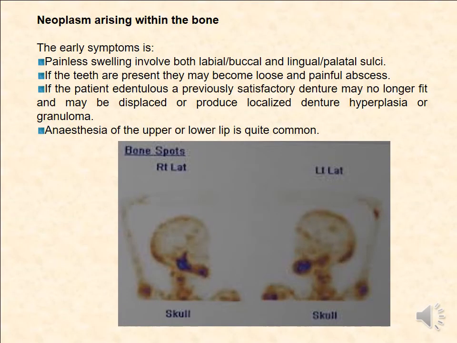Now we start with carcinoma arising within the bone. The early symptoms of central squamous cell carcinoma: first, painless swelling involving both the labial and lingual sulci. Second, if teeth are present, they may become loose, with painful abscess. Third, in an edentulous patient, the previously worn denture may no longer fit and may be displaced or produce denture hyperplasia or granuloma. And lastly, anesthesia of the upper or lower lip is quite common. If it is in the side of the bone, you can see these symptoms with this tumor.